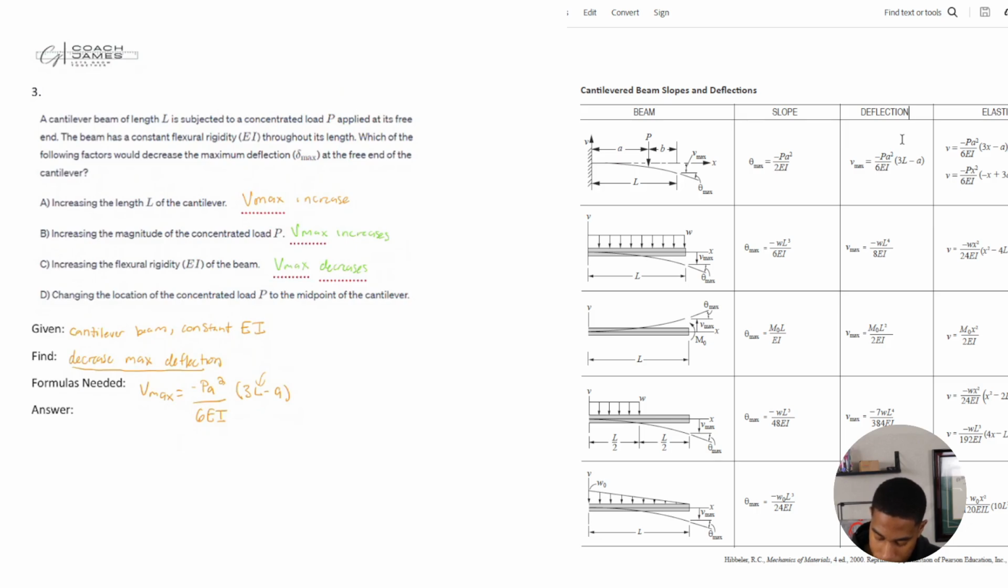And then if I change the location of the concentrated load, P, to the midpoint of the cantilever, would that increase or decrease my V max? Well, it depends on where it starts, honestly. But the best answer would be C.